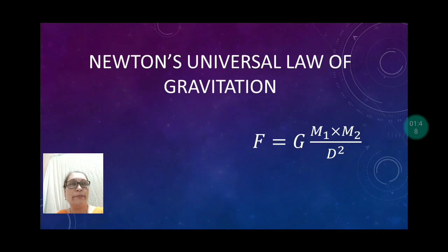In this small clip, we have learnt about Newton's universal law of gravitation. The law is F is equal to G into m1 into m2 divided by d square. In this equation, F is the force, G is the gravitational constant, m1 and m2 are the masses of the two distinct bodies, and d is the distance between them.